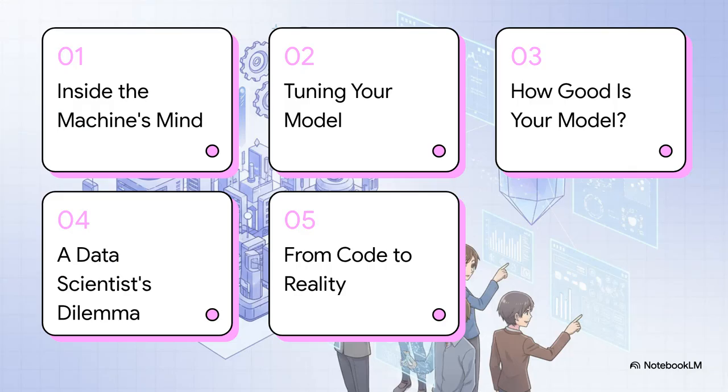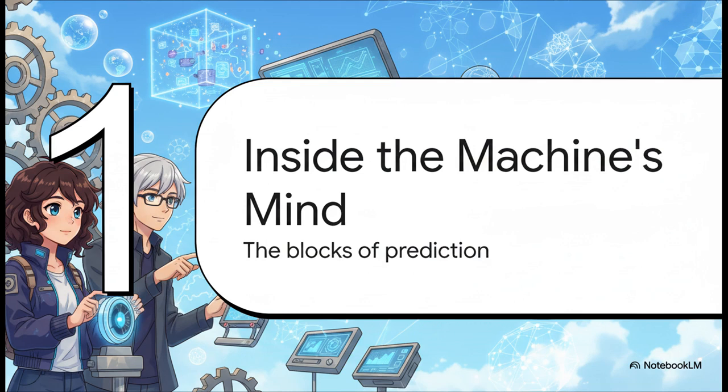So, here's the game plan. First, we'll peek inside the machine's mind. Get a feel for the building blocks. Then, we'll get into the art of tuning these models. After that, we'll tackle the big question. How do you even know if your model's any good? And finally, we'll pull it all together and watch it play out by solving a classic data scientist's dilemma. All right, let's get into it.